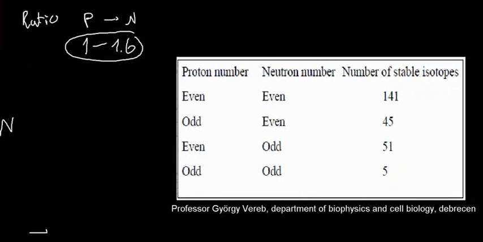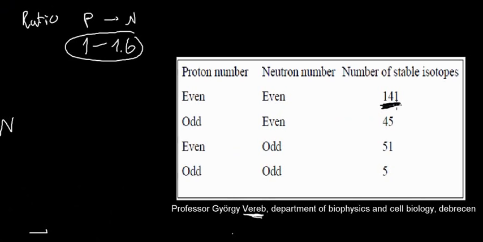Another factor that would affect it is the uneven or even distribution of neutrons and protons. And before I get into that, I'd like to credit Professor Verabes. This whole table here is from his lecture slide. He's from the Department of Biophysics and Cell Biology in Debrecen, and like I mentioned, he's the main man for discussing these topics. And he was probably your professor both in the seminar and in the lecture.